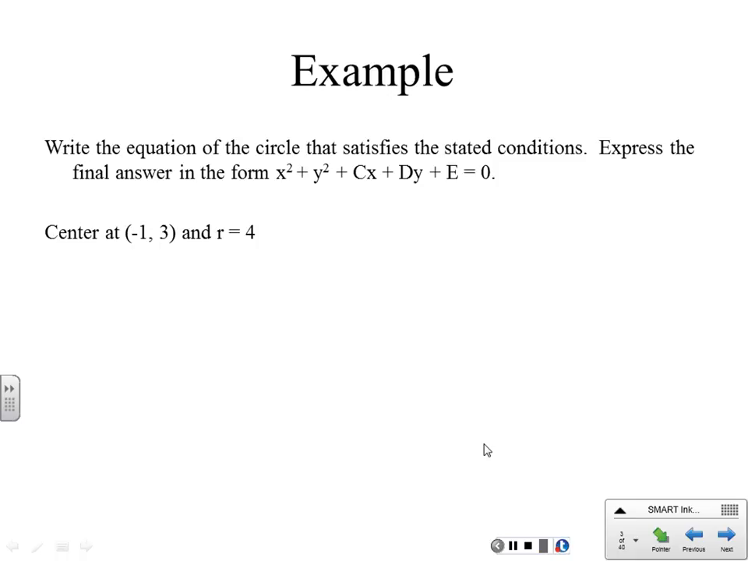Which form am I asking for? General form. Okay, so you don't stop doing your algebra until you have it set equal to 0. All right? So, where are you going to start? Remember when I was talking about the two forms, I told you there's a workable form and a non-workable form. Which form is workable? Standard form is workable. So what I want you to do on your paper is write the standard form for a circle.